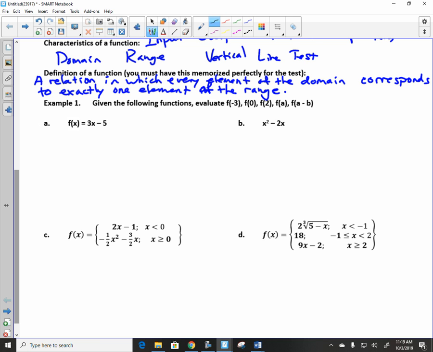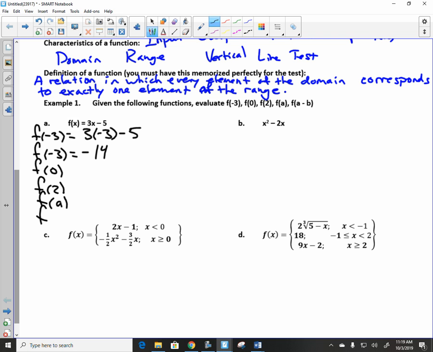I'm going to evaluate f of negative 3. So what I do is I take negative 3 and I place it where x is. So 3 times negative 3 minus 5. That's what that notation is telling me to do. So therefore, f of negative 3 is equal to, well, 3 times negative 3 is negative 9, minus 5 is negative 14. What I would like you to do is quickly compute f of 0, f of 2, f of a, and f of a minus b.